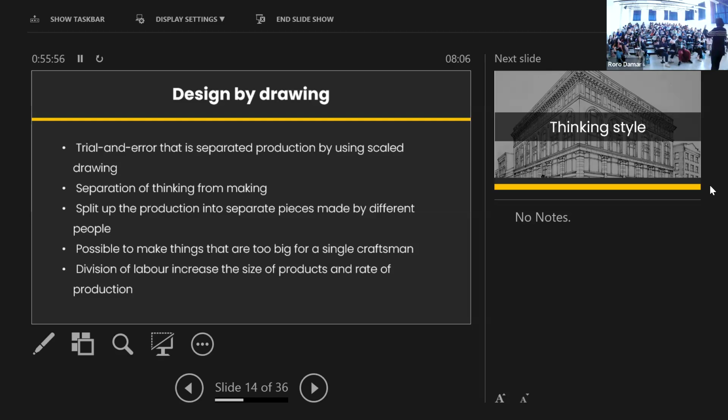Jadi kalau kamu mau bikin kayu, connecting two woods gitu, you don't have to craft it one by one until it fits each other. You can draw it, right? So using scale drawing, you can skip the trial and error process and then make the good one. Separation of thinking from making. This is also one of the benefits of designing: when you do drawing, there's a thinking process, and then the making part can be anywhere.